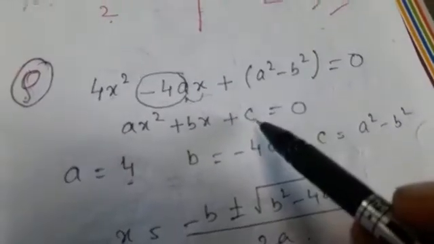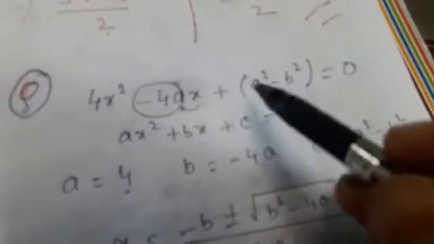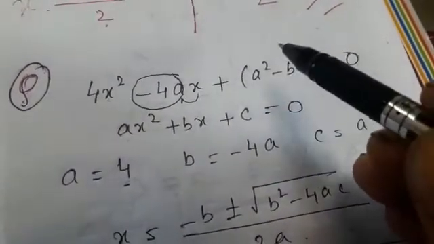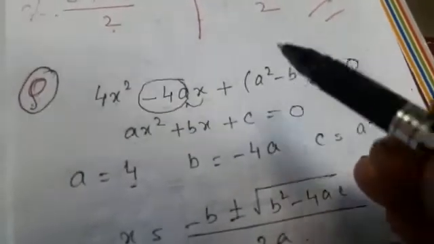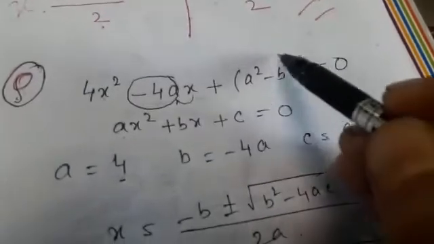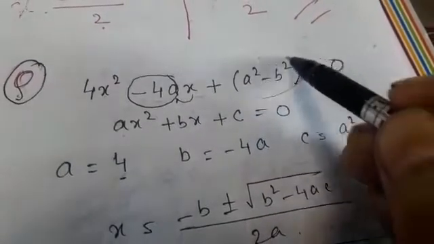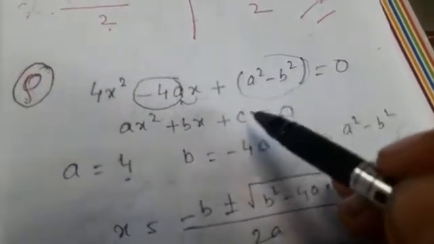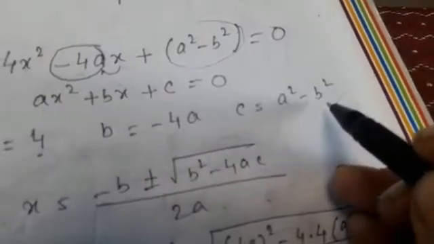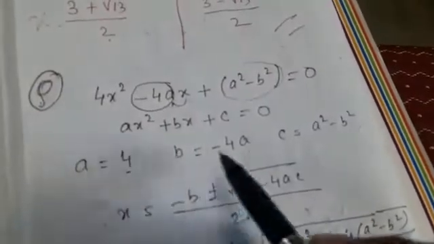And c, what is c? C is the constant. Now anything can be constant irrespective. It should not have any x, means it should not be with x square or with x. So see here, this entire a square minus b square term is our constant term, that is c. So c is what? A square minus b square. Clear? So we have got our a, b, c values.